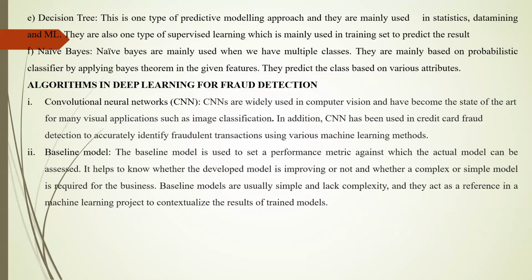Next is naive Bayes. Naive Bayes is mainly used when we have multiple classes. It is a probabilistic classifier based on applying Bayes theorem to the given features. Let's move on to algorithms in deep learning for fraud detection. There are many algorithms, but these are the two important algorithms in this particular seminar.